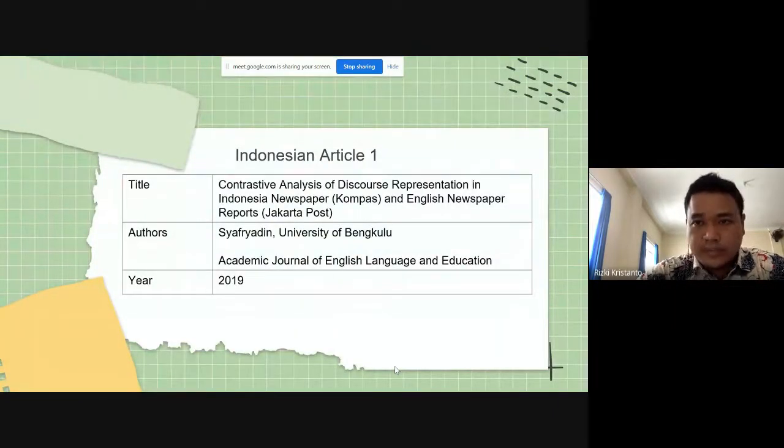The first Indonesian article that we are going to review is entitled Constructive Analysis of Discourse Representation in Indonesian Newspaper, Kompas, and English newspaper reports, Jakarta Post. It was made by Syaf Riyadin from University of Bengkulu, and it has already been published in Academic Journal of English Language and Education in 2019.